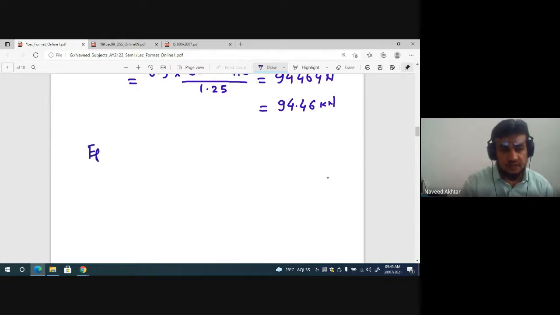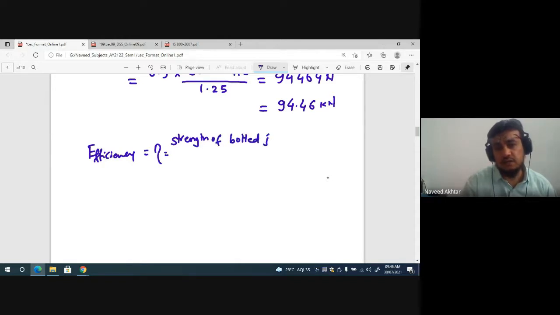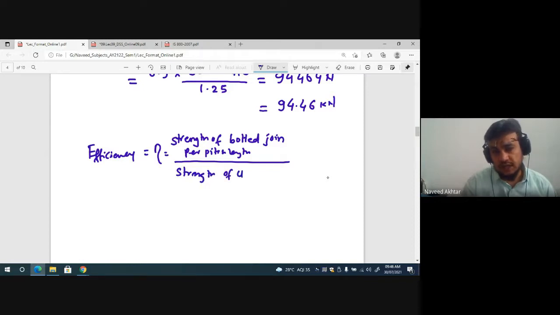Efficiency, denoted by eta, is nothing but the strength of the bolted joint per pitch length divided by the strength of the unbolted plate per pitch length, into 100 in percentage. Okay.